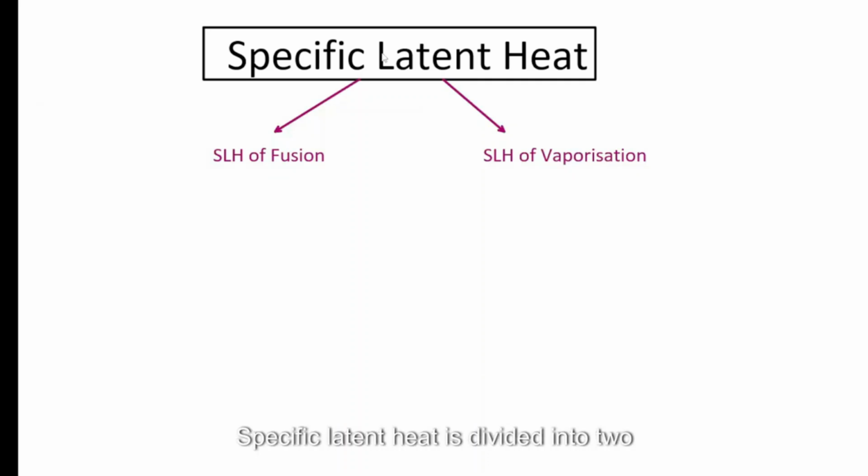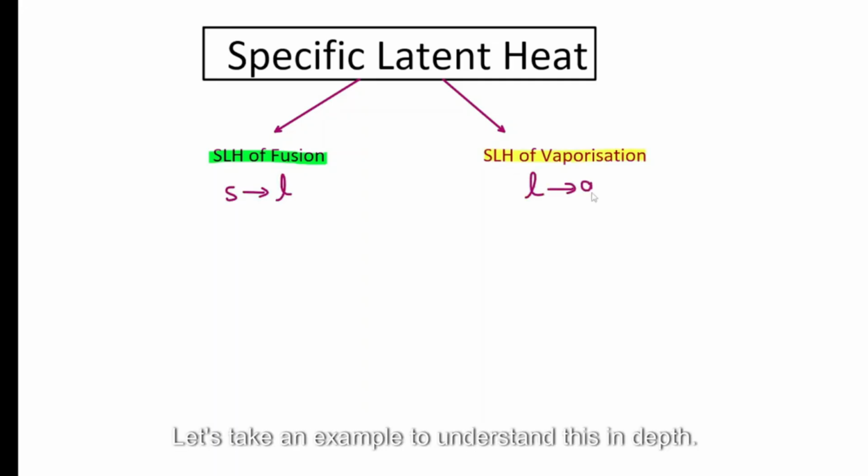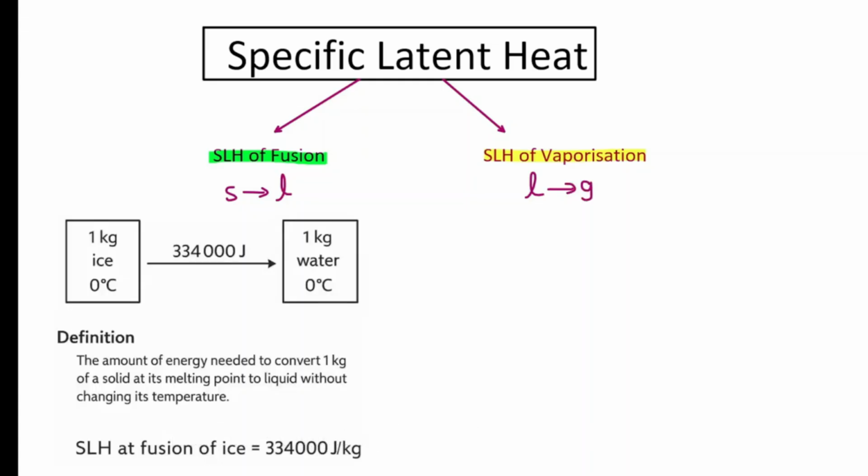So what happens in places like this is called a phase change. Specific latent heat is divided into two categories: specific latent heat of fusion, where a solid is turning into liquid, and specific latent heat of vaporization, where a liquid is turning into a gas. Let's take an example to understand this in depth. You have 1 kilogram of ice at 0 degrees Celsius, and you need to convert it into 1 kilogram of water at the same temperature. So you can see the temperature has not changed. Remember, the graph was flat.